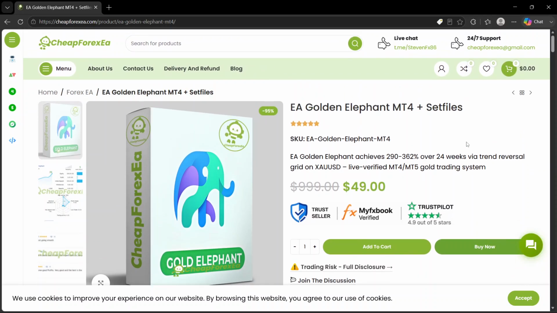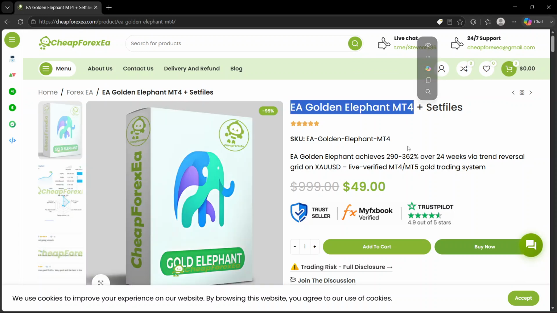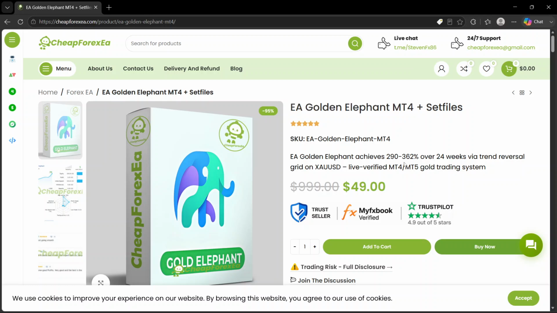Alright, what's up everyone? Today we are taking a look at EA Golden Elephant for MT4. This one pops up a lot when people search for gold robots, and the marketing around it is pretty bold. So let's break it down properly, starting with what the developer actually claims.